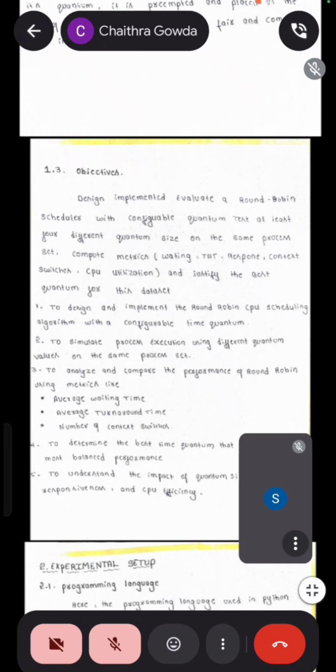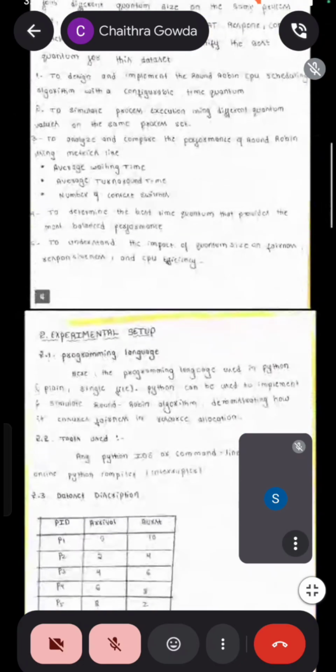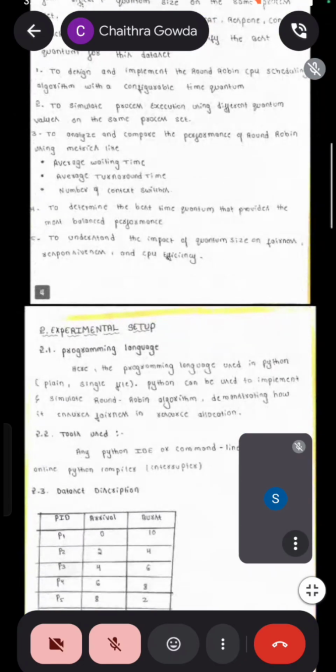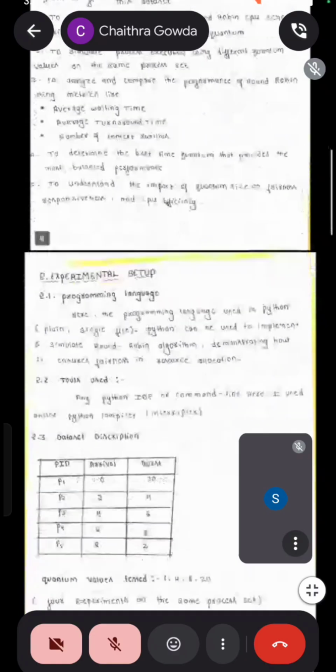To analyze and compare the performance of round robin using metrics like average waiting time, average turnaround time, and number of context switches. To determine the best time quantum that gives the most balanced performance. To understand the impact of quantum size on fairness, responsiveness, and CPU efficiency.